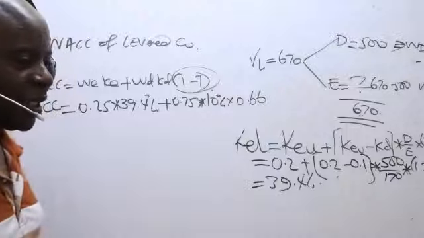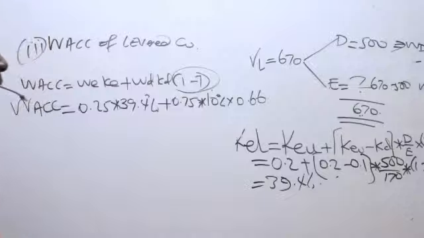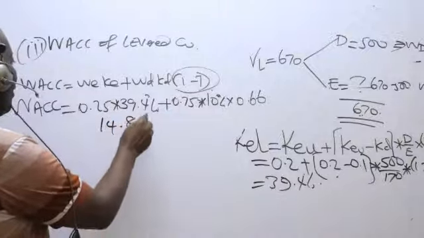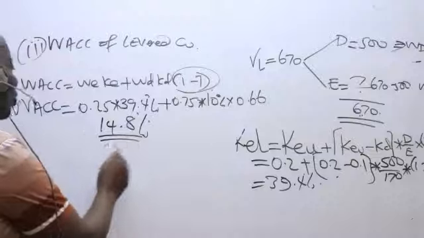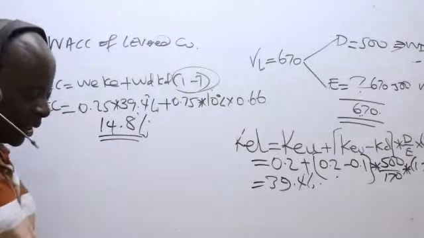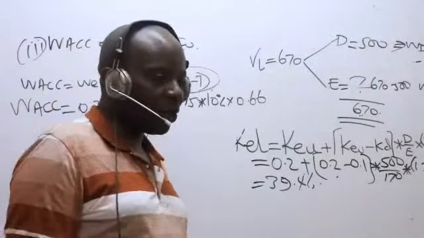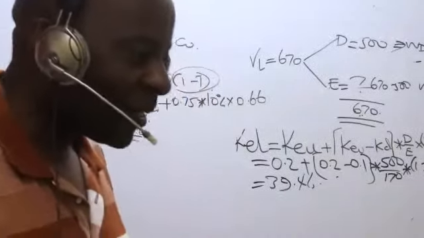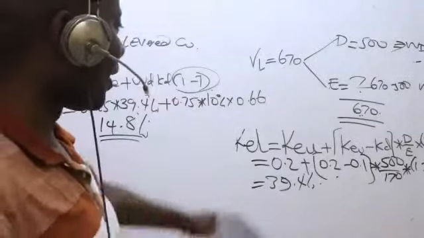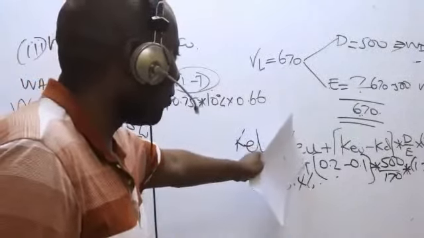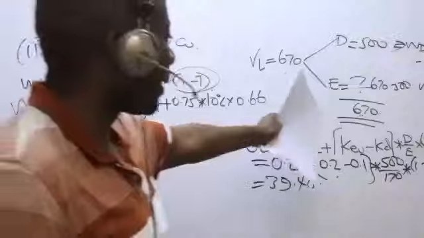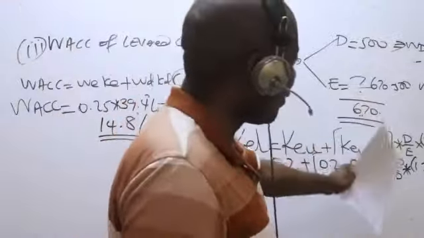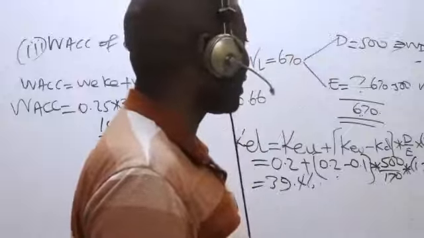So they're getting, in this case here, 14.8. Now, let me ask you a question. According to you, given this 14.8, is that good or bad? How do you cram the KEL formula? Just like this: K plus K minus KD times debt over equity times 1 minus T.